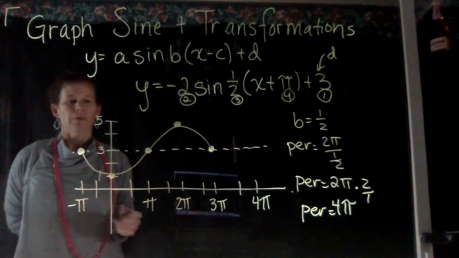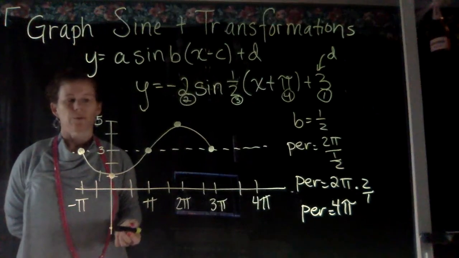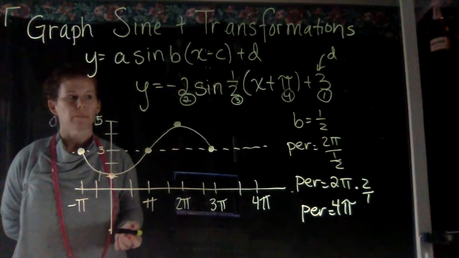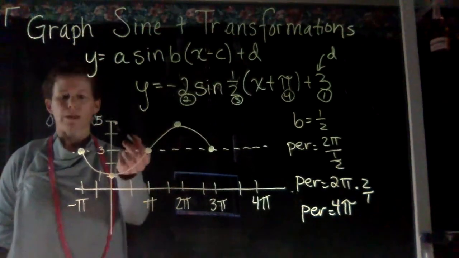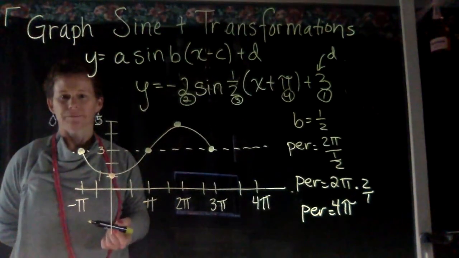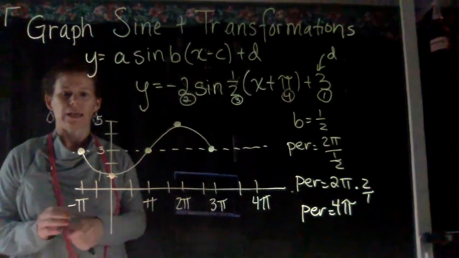So I have a graph that is reflected over x. It has an amplitude of 2. It has a period of 4 pi. It's been shifted to the left pi and up 3. My range would be from 1 to 5, both included. Hopefully that made sense. You can always rewind and try it again on your own.